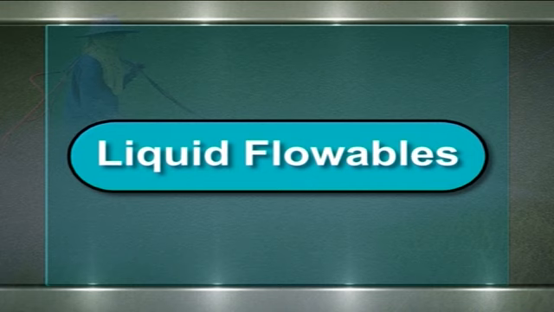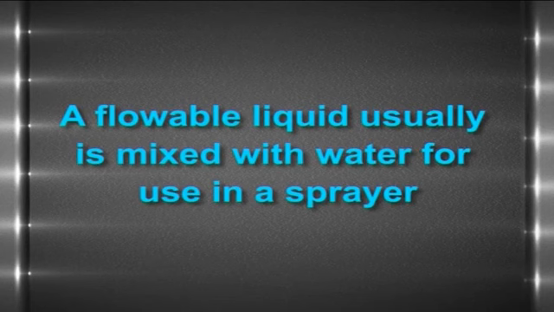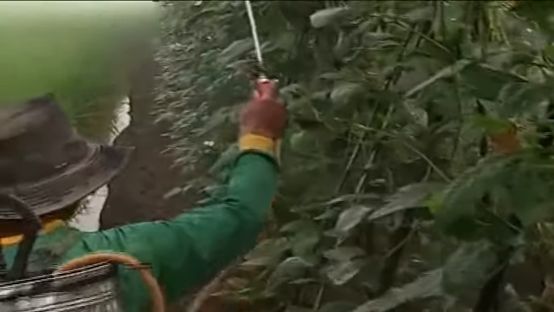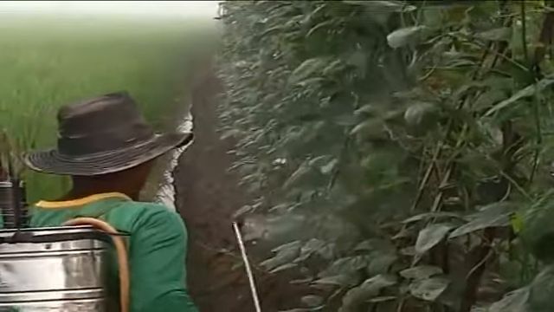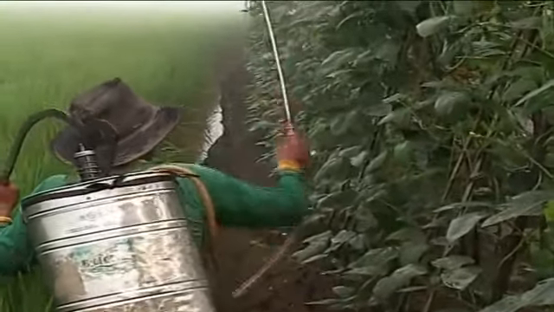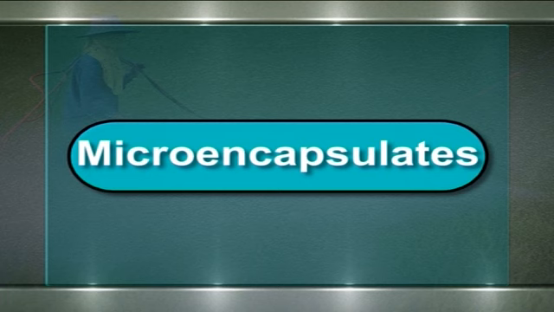Next is liquid flowables. A flowable liquid usually is mixed with water for use in a sprayer. It forms a suspension in water which requires continual agitation. Next is microencapsulates.